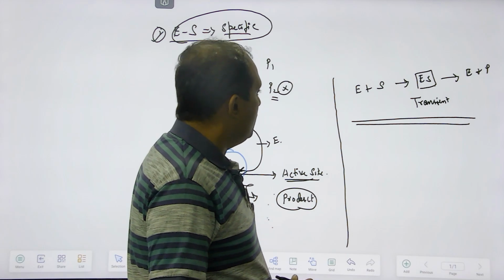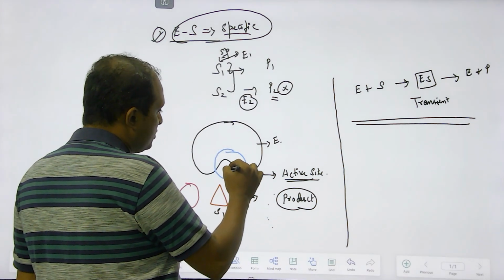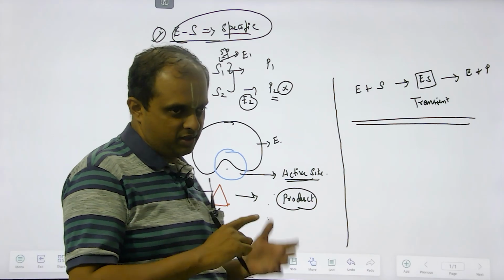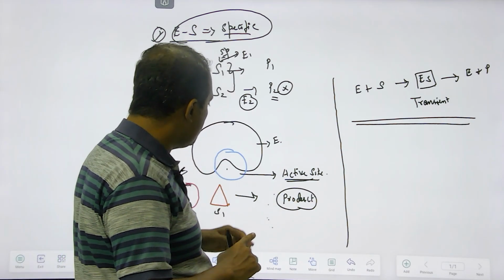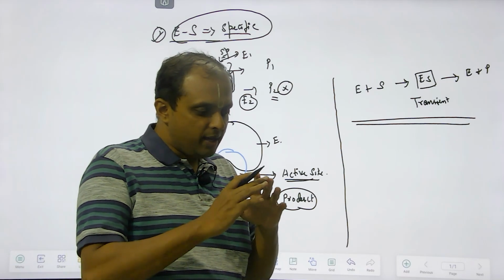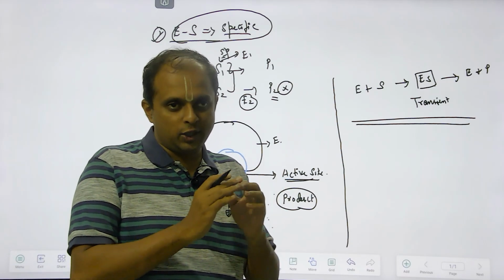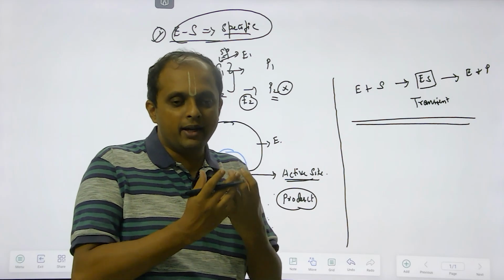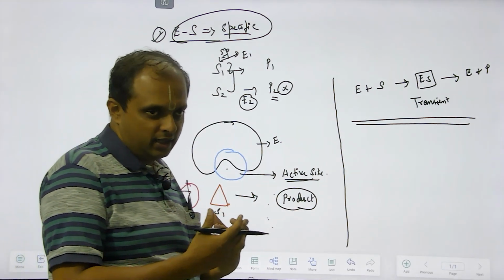Now what happens is, when the substrate binds to the active site, first thing, the enzyme tries to change its conformation, meaning its structure, to an extent that it is going to accommodate the substrate more tightly.